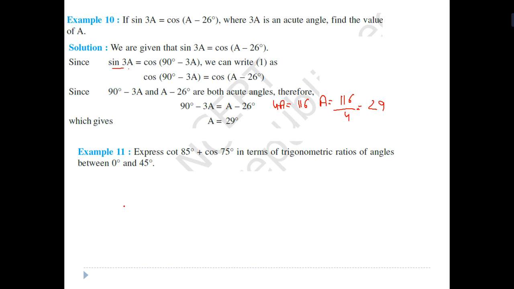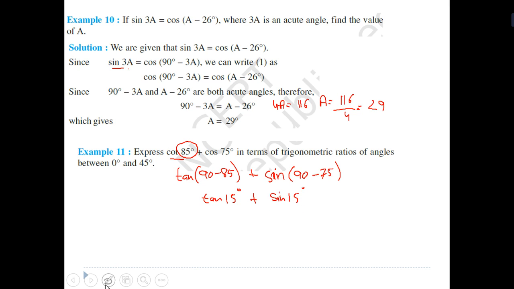Now let me do another example, that is 11. Express cot 85 and cos 75 in terms of trigonometric ratios of angles 0 and 25. So we have to convert this into angles 0 and 25. Instead of cot 85, I can write tan 90 minus 85, and of course cos 75 I can write sin 90 minus 75. So tan 90 minus 85, that is tan 5, and sin 90 minus 75, that is sin 15. That way you have to do it.